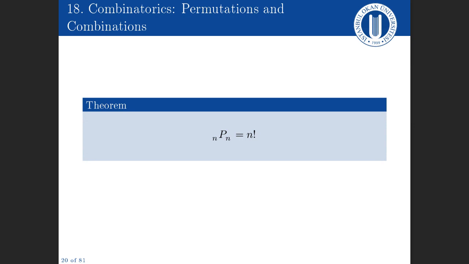If I had three pictures to arrange, there were three factorial different ways to arrange them. If I have four different pictures, there are four factorial different ways to arrange them. If I had five pictures, there would be five factorial different ways to arrange them.